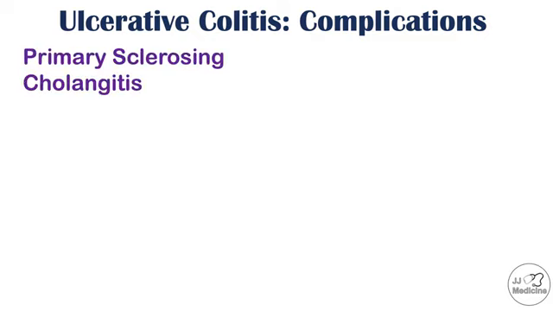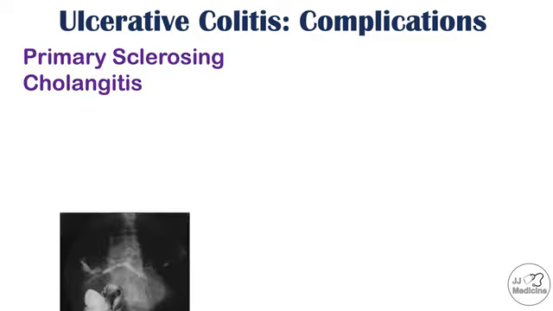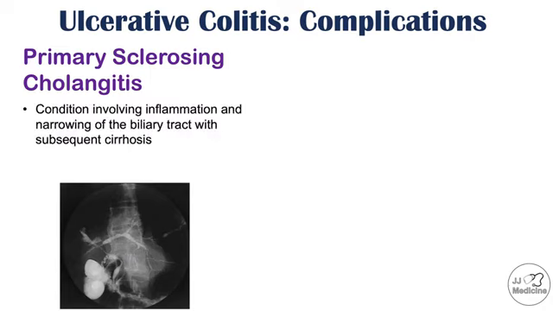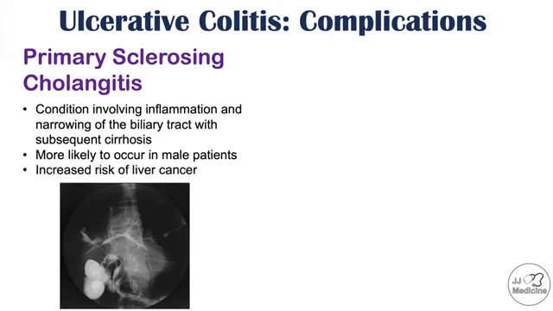Some of these include primary sclerosing cholangitis. So this is a medical condition involving inflammation and narrowing of the biliary tract with subsequent cirrhosis. And this condition is more likely to occur in male patients. And with this subsequent cirrhosis, there's going to be an increased risk of liver cancer as well.